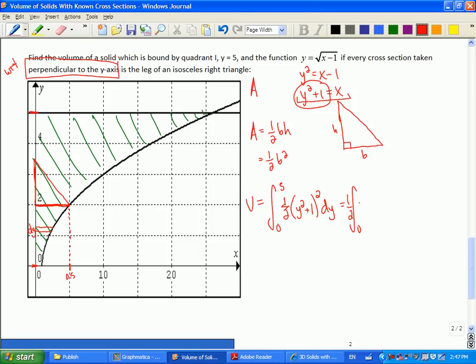And I guess, as I said, I'll walk through this one. y to the 4 plus 2y squared plus 1 dy. So I'd have 1/2 y to the 5 over 5 plus 2y cubed over 3 plus y, and I'm evaluating it from 0 to 5. And I've had enough fun with fractions for one day, so I'll stop here.